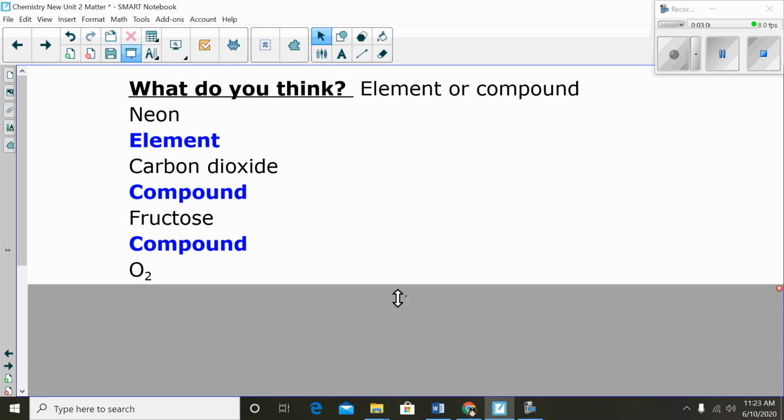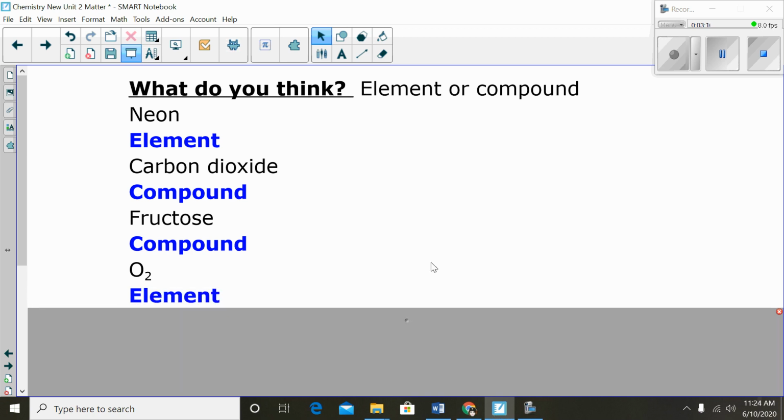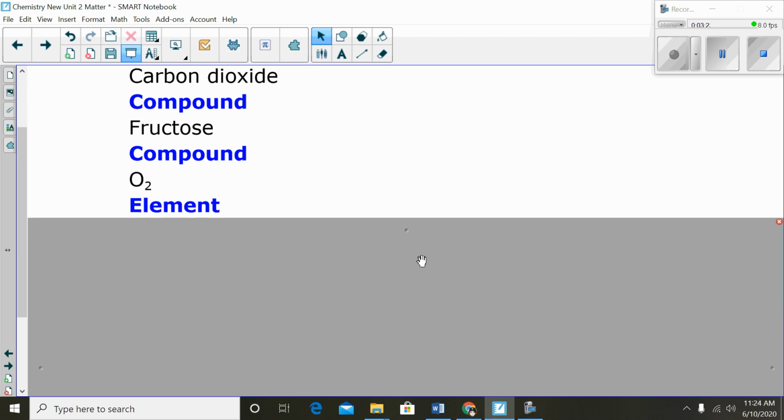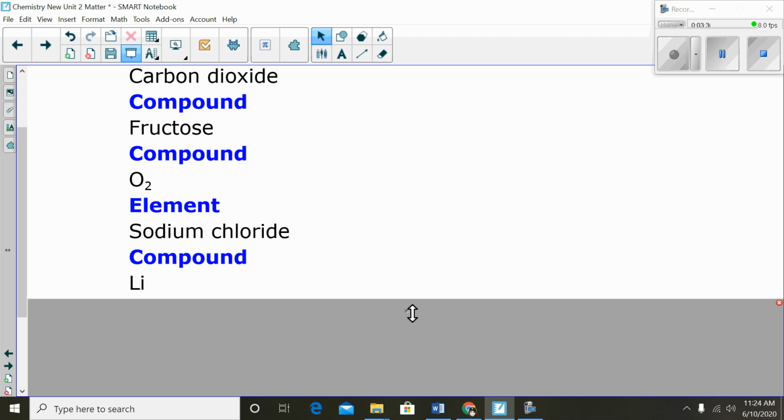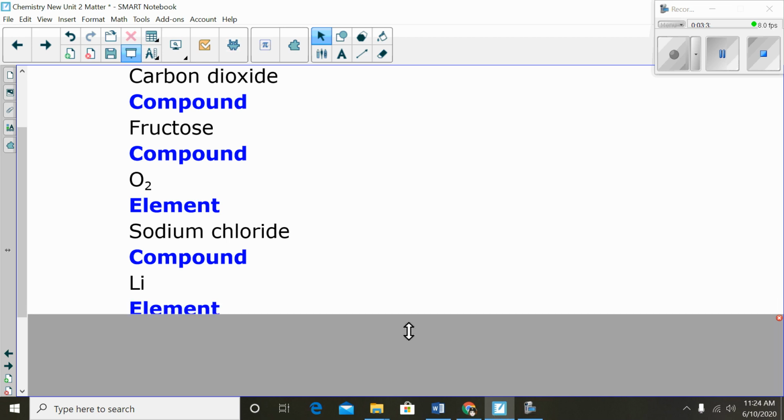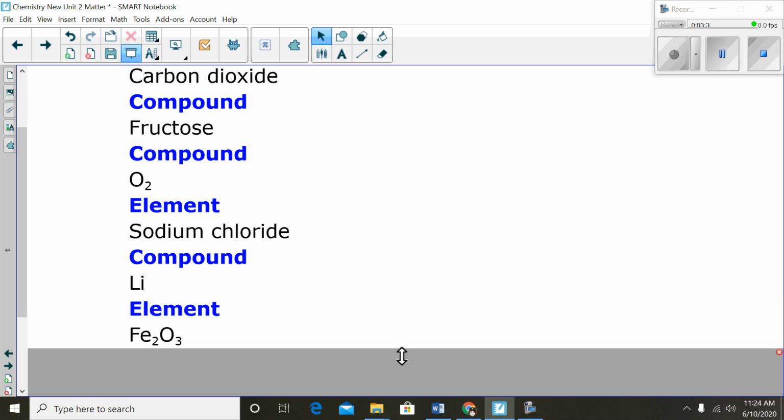O2, now this looks like it has a set ratio, right? But this is actually oxygen combined with itself. So that still makes it an element. This is what we call a diatomic element. It's connected or combined with itself. Sodium chloride, that would be NaCl, that's a compound. Li is the symbol for lithium, that's an element. And then here we have Fe2O3. You can see that ratio of elements, that's a compound.